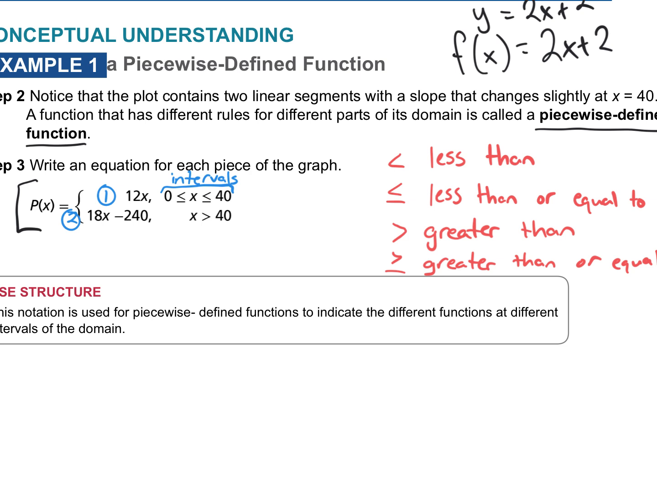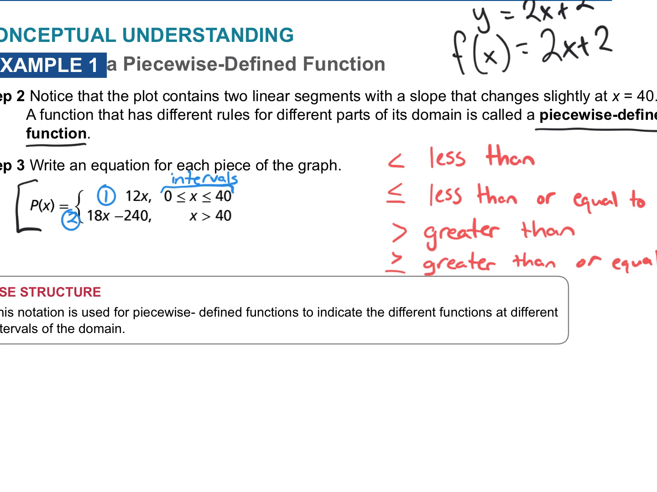What about 40? Is 40 in it? Yes, because it has that equal to sign. Notice between the 2 intervals, I have 40 in both of them. Since this one has the equal to, 40 is considered in that one. With that second interval, it says x is greater than 40. Give me an example of x greater than 40. x equals 50, 60, 80, all of those. So that's what these mean.